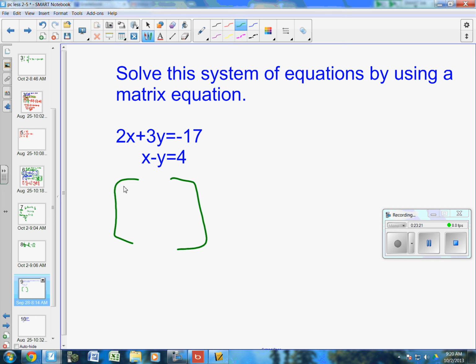Well, we're going to take and make 2, 3, 1, and negative 1. That's a matrix we're going to take. And where did I get that from? Yeah, the 2x, 3y, 1x, and negative 1y. That's where I got those numbers from.